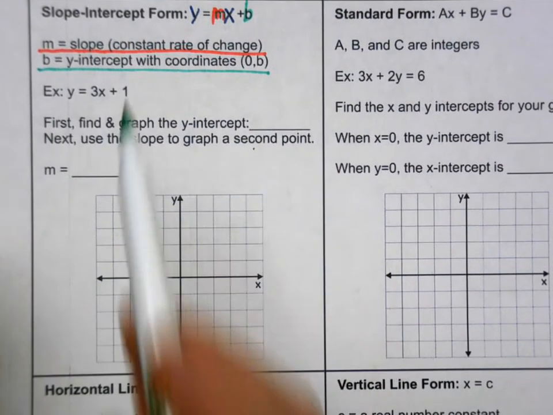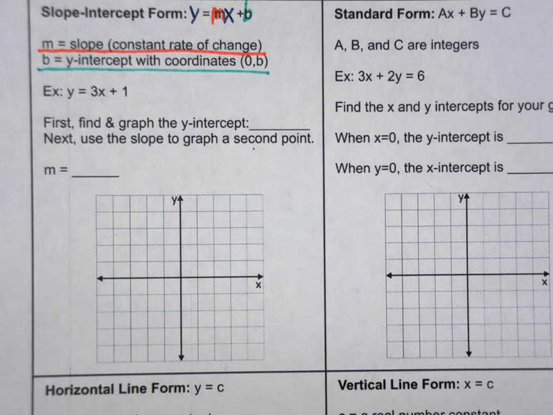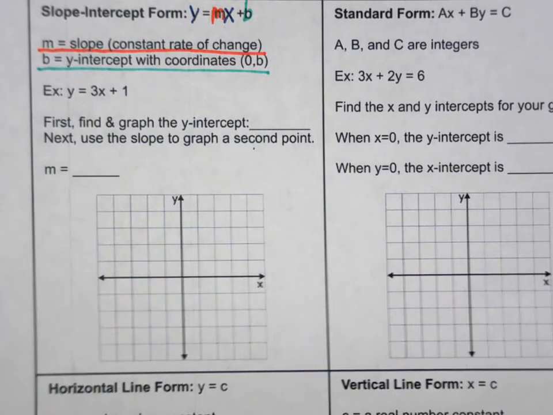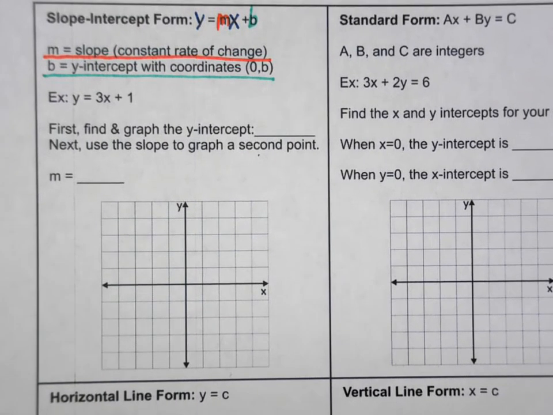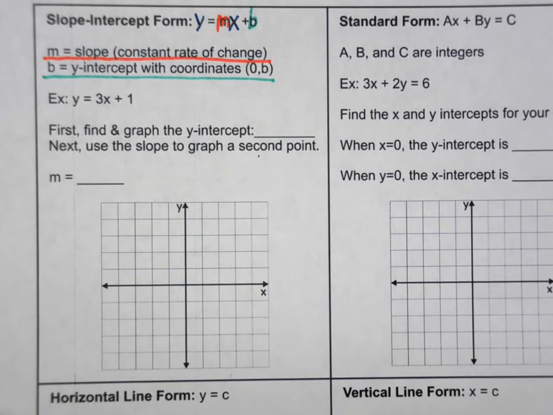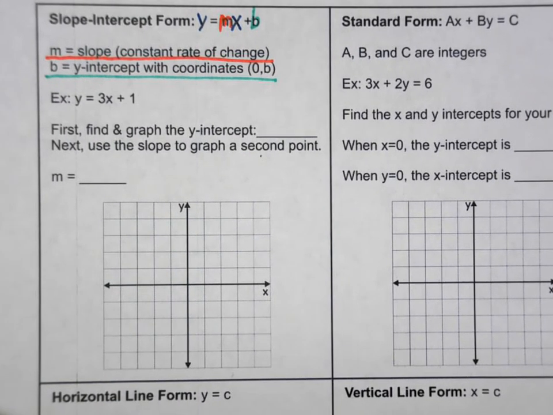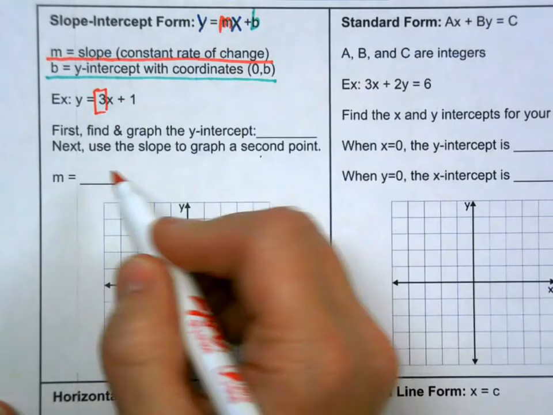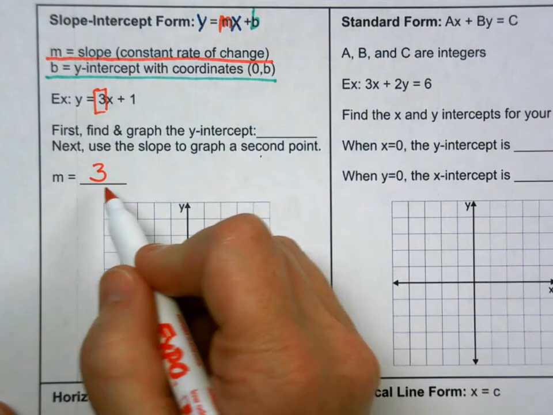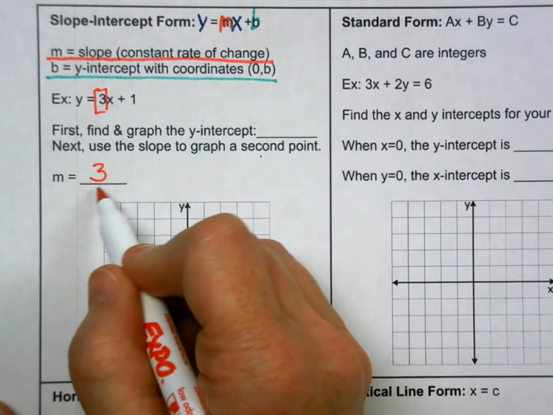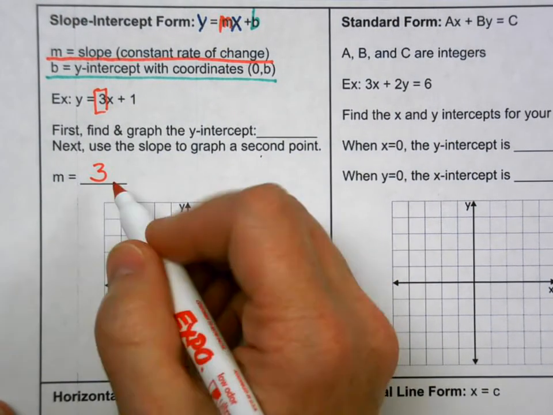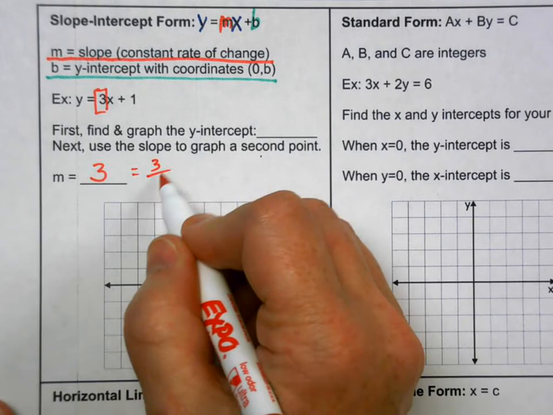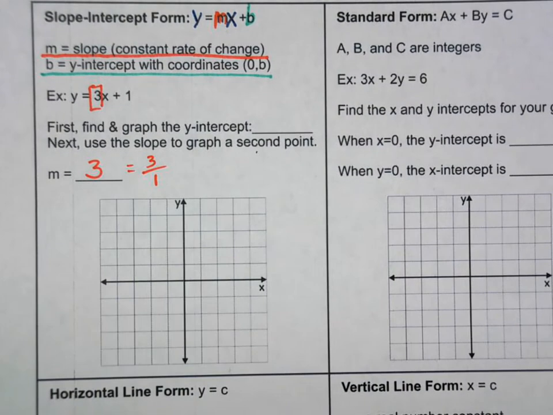So in my equation right here, what is my m going to be? What's my slope? 3. 3/1. Okay, so my slope is 3. And like AJ said, when we actually graph it, we want to think about it as 3/1, so we can do rise over run.